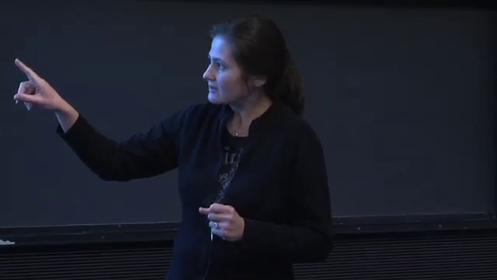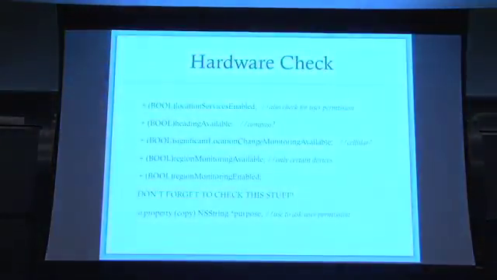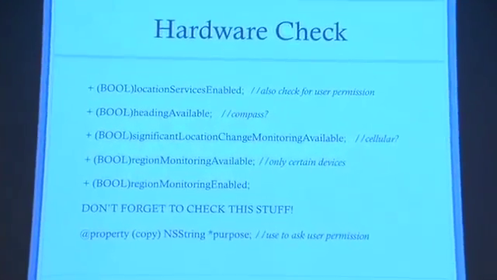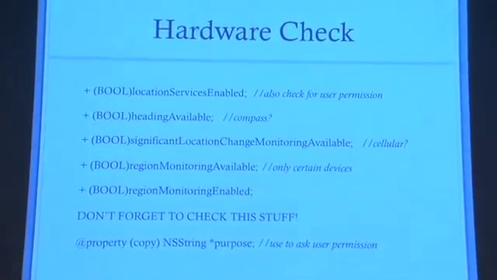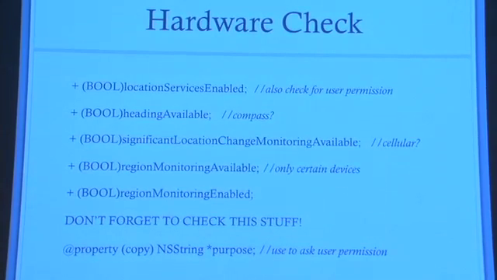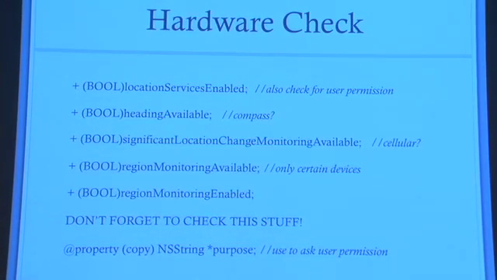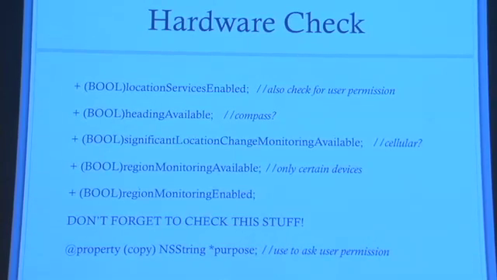And another property that you can set in your location manager is a purpose. That's an NSString. If you set this to be something, it will be used when you're asking the user for permission. So you can tell them why you're asking if you can use the location services.